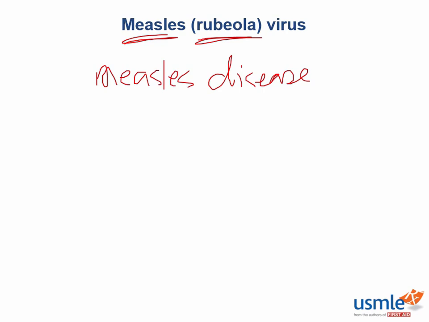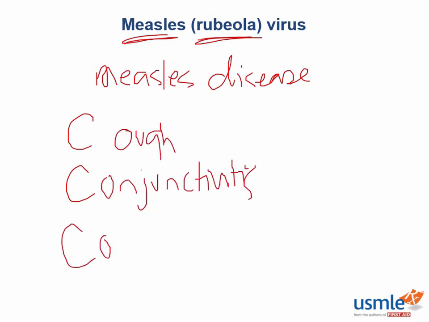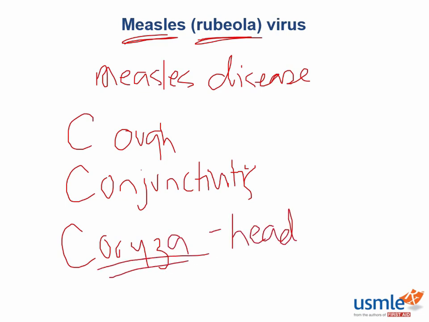The measles disease has a very classic and testable prodrome when it affects a child. It is commonly referred to as the 3 C's. The C's include cough, conjunctivitis, and coryza. Coryza is just a medical term for a head cold. It just means that there's a head cold.